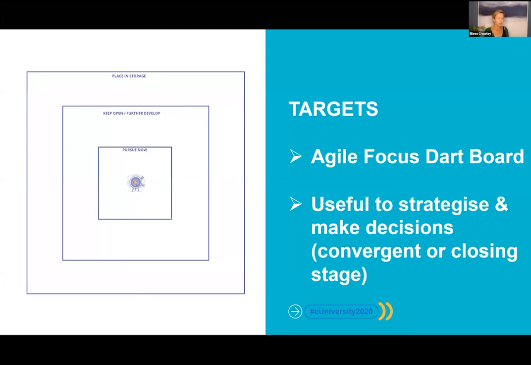And so the outer rings, I suppose, can be considered like a smart portfolio of ideas. They have potential for impact, but may not be immediately achievable.